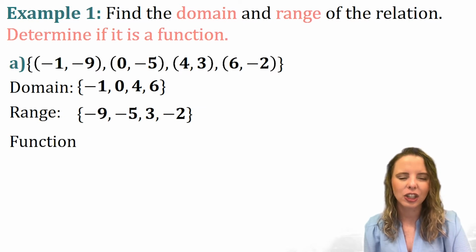Our last set of instructions were to determine if this is a function or not. To determine if a relation is a function, we must examine the domain. Our domain is negative 1, 0, 4, and 6. Do any of those x values repeat? No, they do not, so this relation is a function.